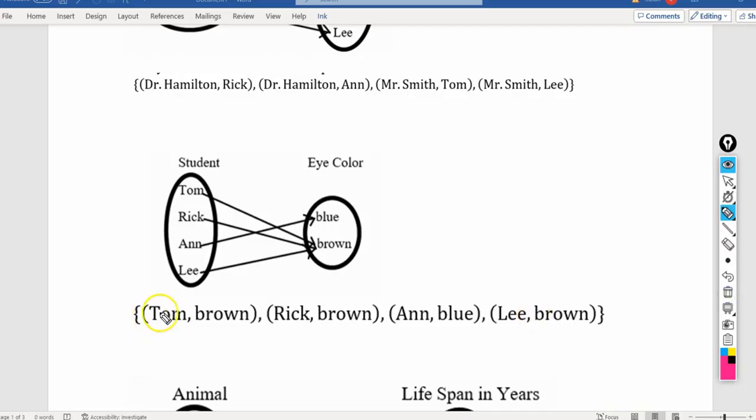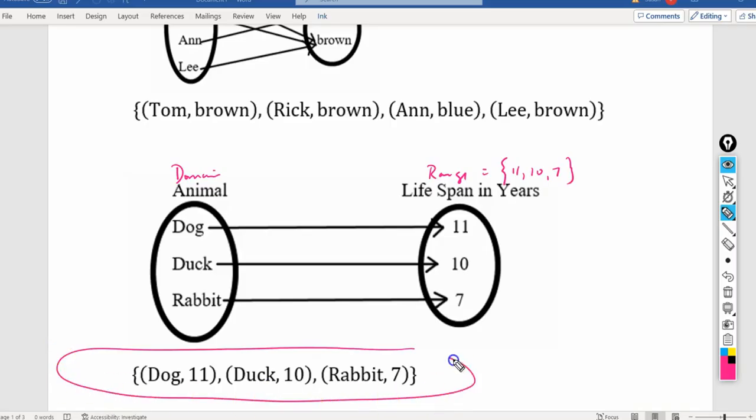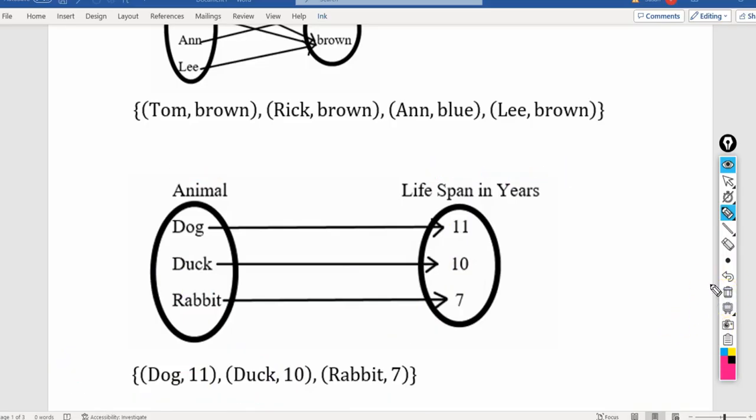Okay. And here's another example of a relation. We have three relations here. And so the domain here would be the set of animals. So dog, duck, rabbit. And the range would be the lifespan. And this is a pictorial representation, but this is also the same representation of that relation. So you have a set of pairings, and you can see dog is paired with 11 years. You can see duck is paired with 10 years, and rabbit is paired with 7 years. Now, all three of those are relations. A relation is a correspondence between any two sets. Not all of these are functions.